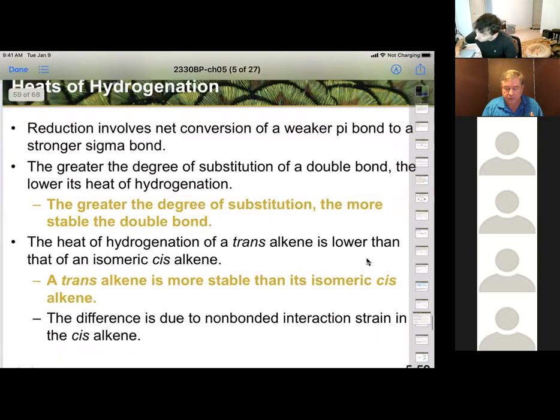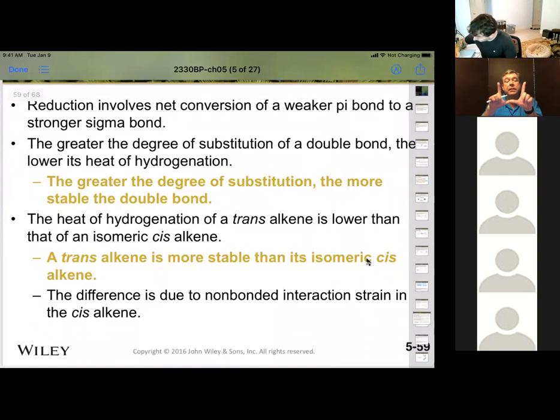And the whole point on the trans alkene versus cis alkene is that those two groups on the same side can kind of push against each other, giving a little bit of strain, which is why it's just a little less stable than the trans configuration of the system.